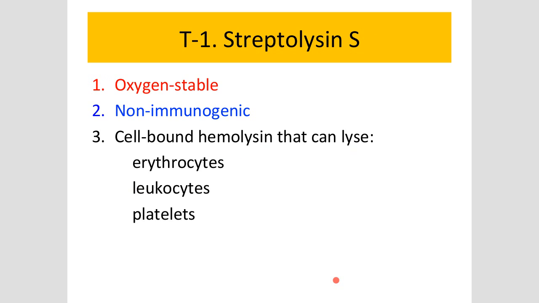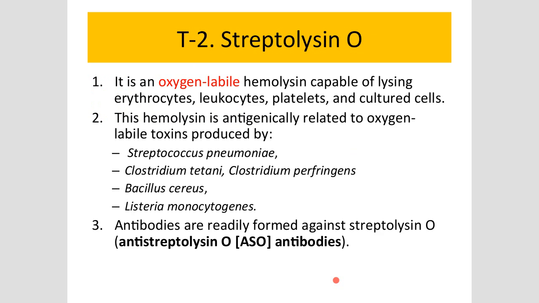Toxin 1 is oxygen stable and non-immunogenic, and this toxin is going to go and kill our erythrocytes, leukocytes, and platelets. But this is oxygen stable. The other toxin, which is streptolysin O, is oxygen labile, so it's not stable. But again, it also has the capability of lysing all these cells. And this particular toxin, streptolysin O, is antigenically similar to other oxygen labile toxins. So the question in this case is, tell me the names of the bacteria that share the same oxygen labile toxin.